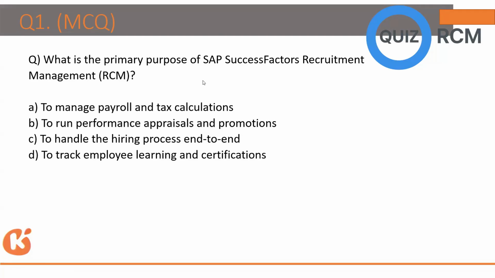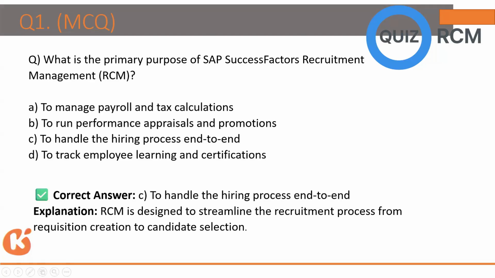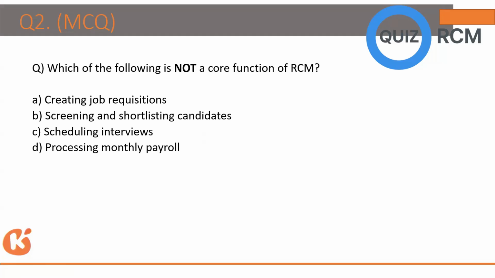What is the primary purpose of SAP SuccessFactors Recruitment Management, RCM? A, to manage payroll and tax deduction. B, to run performance appraisal and promotion. C, to handle the hiring process end to end. And D, to track employee learning and certificate. C. So C. What is the correct answer? Answer C. Yes. All right. So let's see what the correct answer is. Our correct answer is C. Yes. So you can see RCM is designed to streamline the recruitment process from job requisition creation to candidate selection. Yes. Let's see another question.